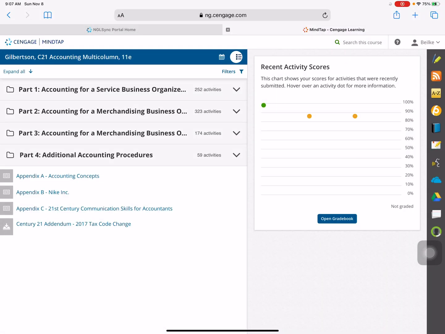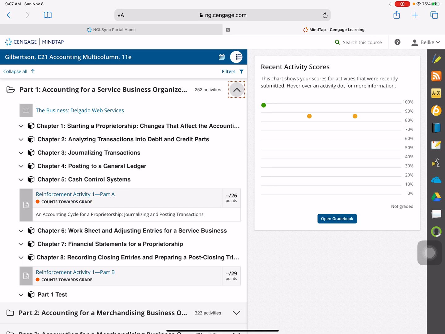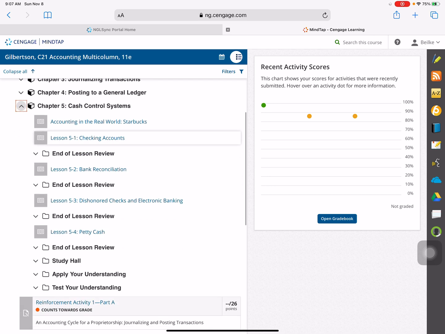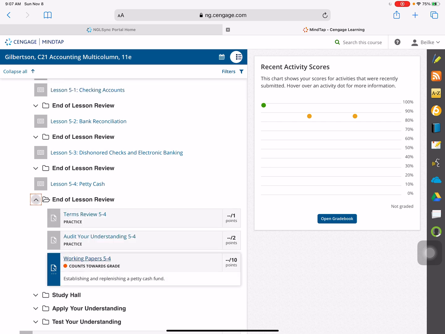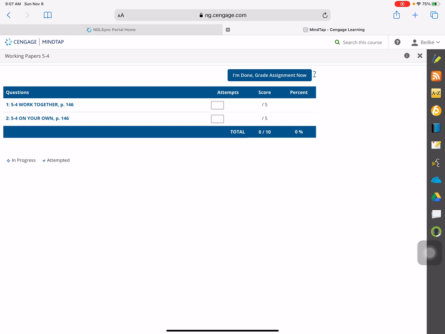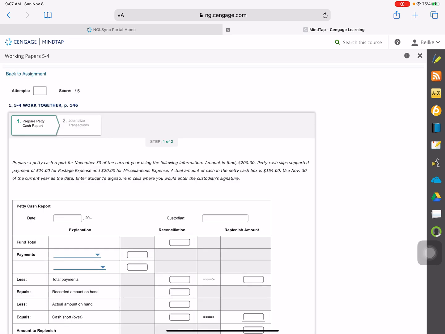Okay, next we're going to work on the work together. So let's go to our Chapter 5, Lesson 5-4, Petty Cash, end of lesson review, and we'll go to our working papers and open up work together. Prepare a petty cash report for November 30th, the current year, using the following information.